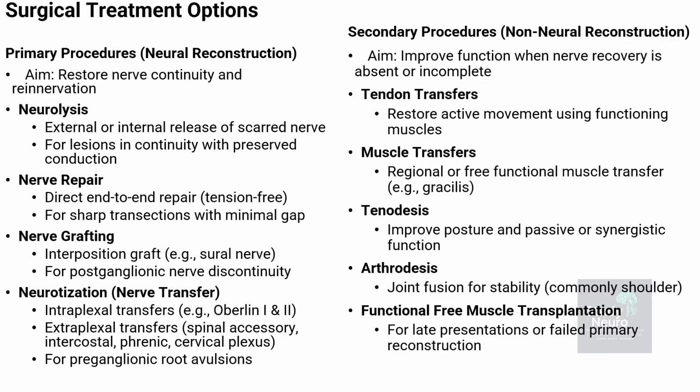Secondary procedures are considered when nerve recovery is incomplete or no longer possible. These aim to improve function using alternative strategies, such as transferring tendons or muscles to restore movement, stabilizing joints for better control, or performing free functional muscle transfers in late or complex cases. Together, these surgical options allow treatment to be tailored to the type, severity, and timing of the injury.